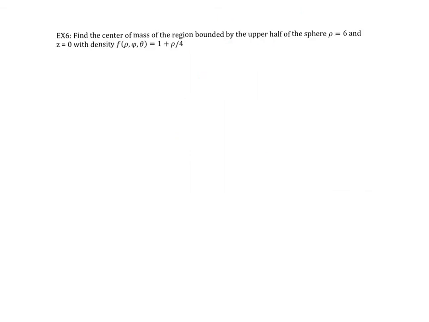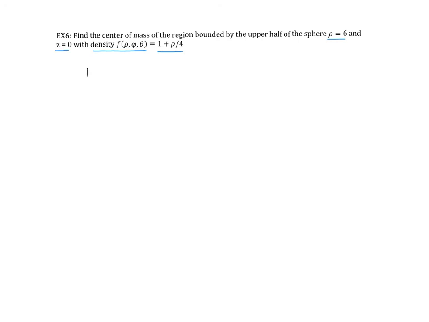So this last example, we're going to find the center of mass of a region bounded by the upper half of a sphere, and the sphere is defined as rho equal to 6, which tells me it's probably going to be in spherical coordinates. It's bounded below by z equal to 0, so the xy plane. We have a density function written with respect to rho, phi, and theta, which definitely tells me that I'm in spherical coordinates. And then my density function is 1 plus rho over 4.